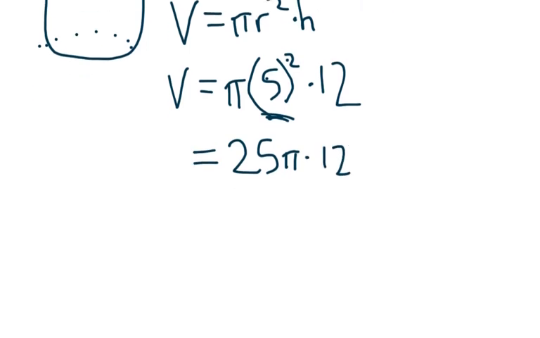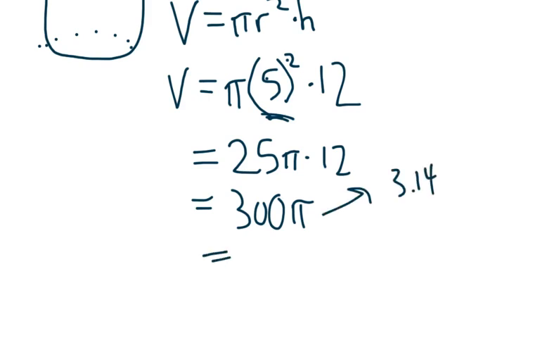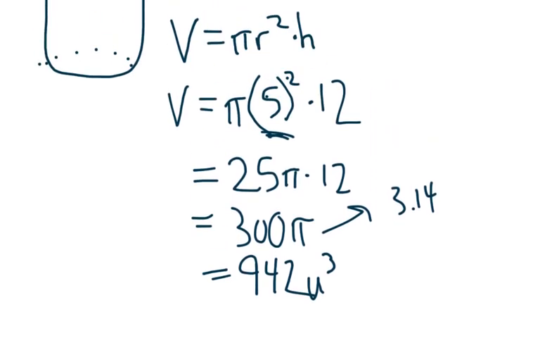All right, so what I'll do is I'm going to multiply 12 and 25 together first. That gives me 300 times pi. And usually we just like to use 3.14 for pi, which is totally fine. So 300 times 3.14 ends up giving us 942 units cubed. Now we're talking about volume, so it's got to be units cubed. Okay, so take a second, process that. Let's do a couple more examples.